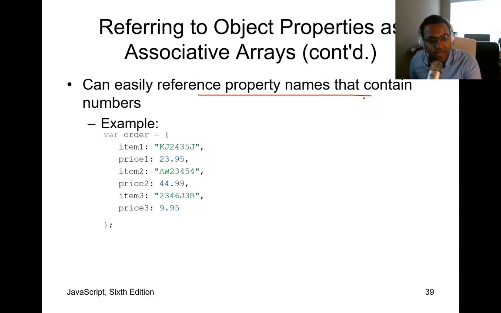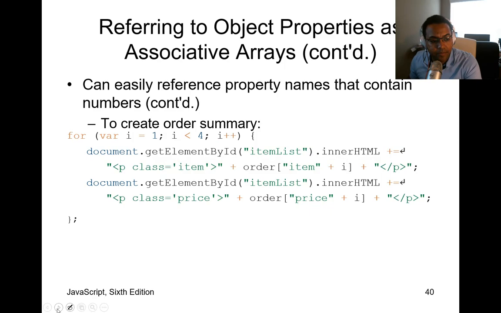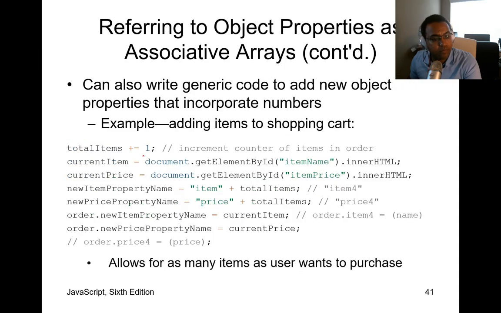You can easily reference property names that contain numbers. I would refrain from doing such an asinine thing, but if that is what the requirements are asking, go right ahead. You can create, and here's how you create the order summary: order item I, order price I, and then I is the index of the for loop. I think you can get what's going on here. You can also write generic code to add new object properties that incorporate numbers. Once again, I am completely averse to numbers as an object property key, but it all depends on how you want to do it.